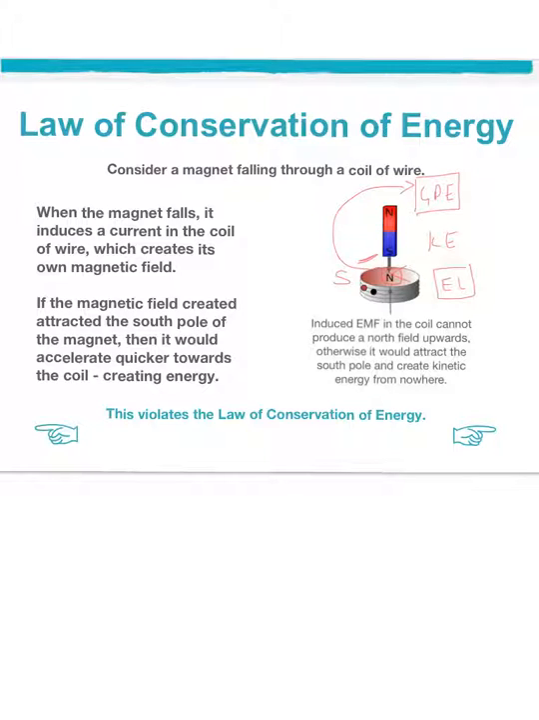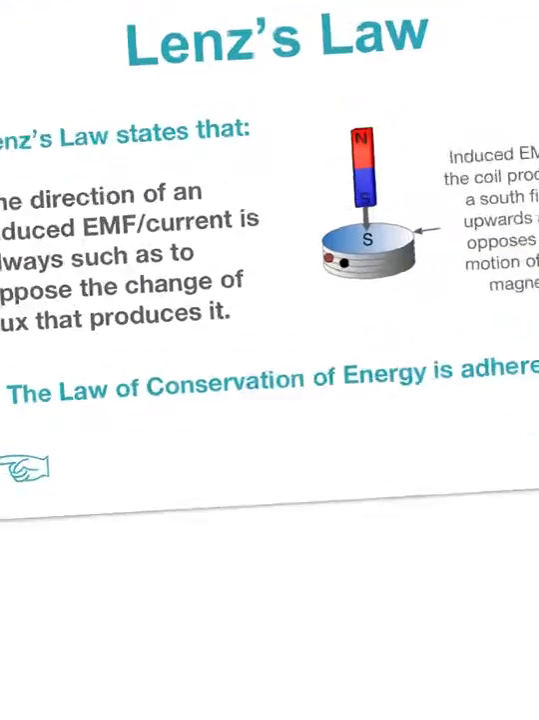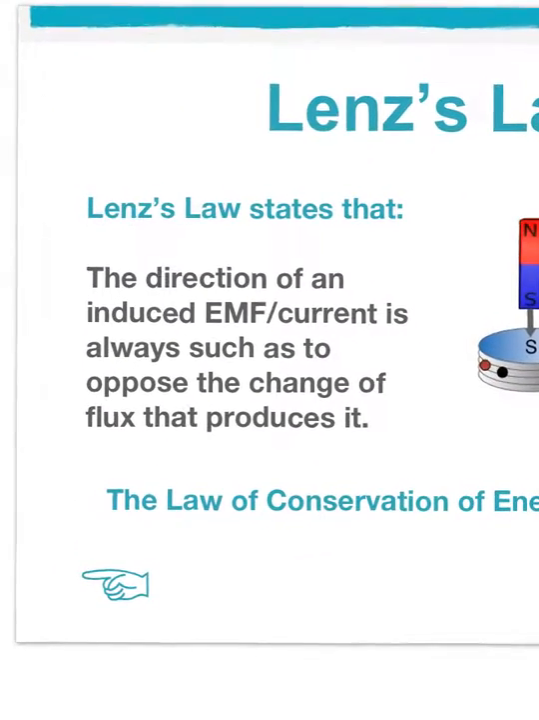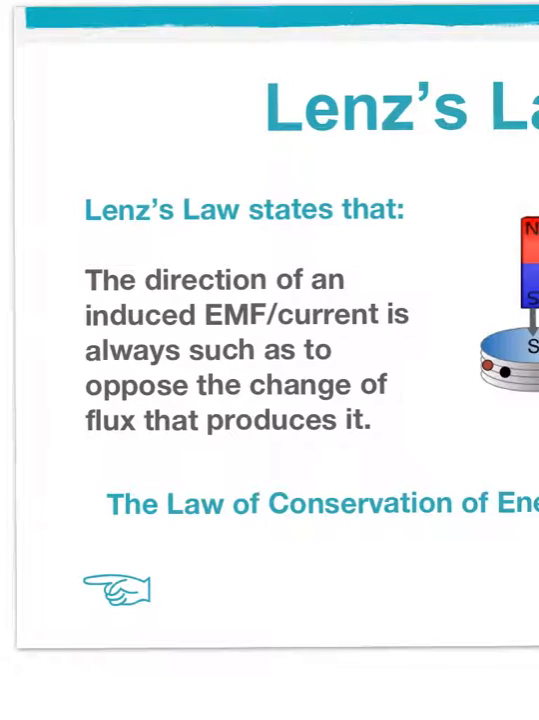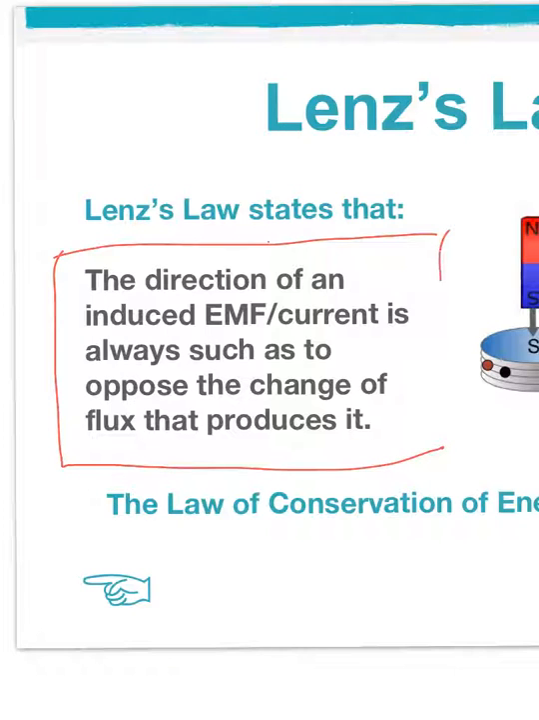Now, there isn't space in your booklet to write this down, so you're going to have to make your own notes. It is very, very important. This is a very common question in the IB exam. Lenz's law states that, and boy do you need to learn this off by heart, the direction of an induced EMF is always such as to oppose the change in flux that produces it. Okay?